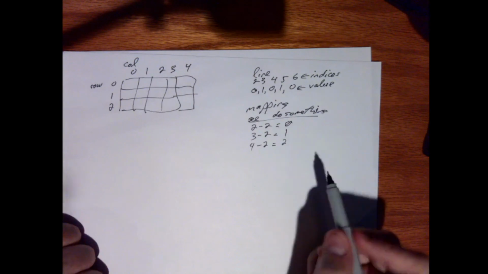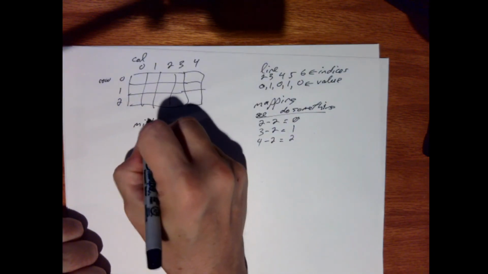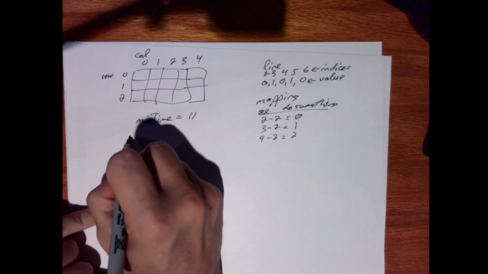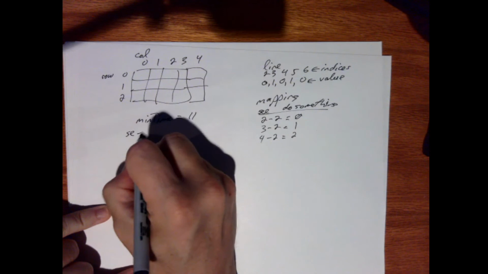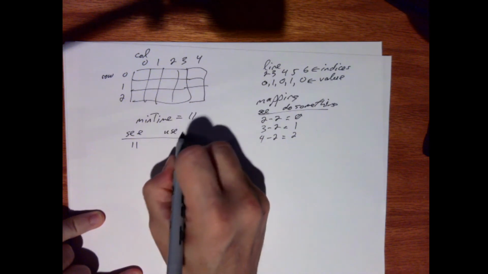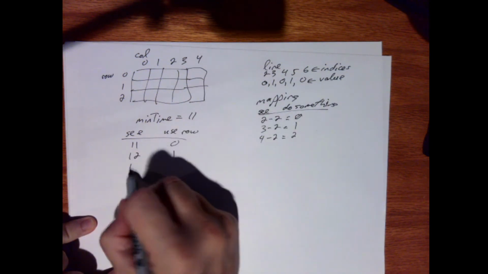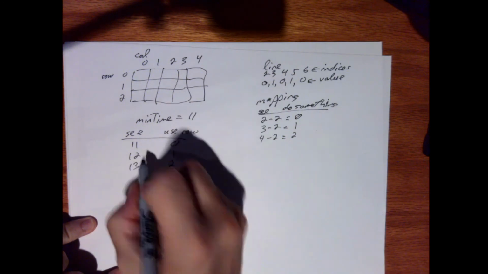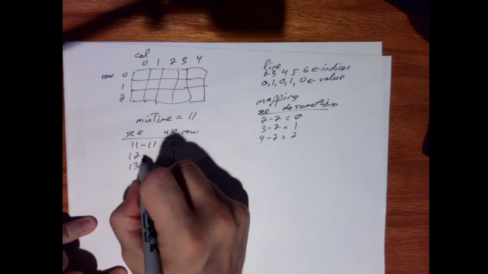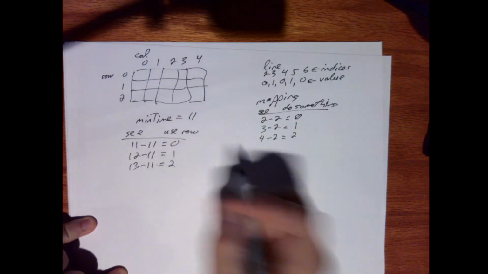And then the row index is something similar. In this case, min time is equal to 11. So when I see, let's say it that way, 11, I need to use row 0. 12 is 1. 13 is 2, and so forth. So what are these? 11 minus 11 equals 0. 12 minus 11 is equal to 1. 13 minus 11 is equal to 2, and so forth.